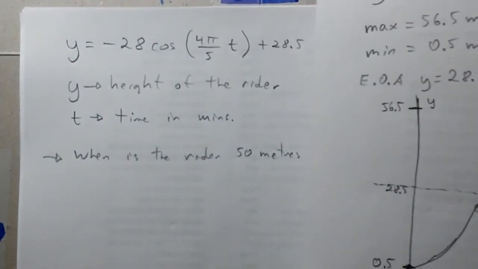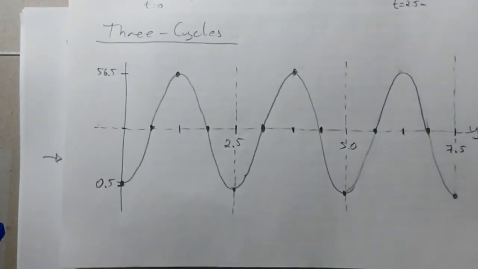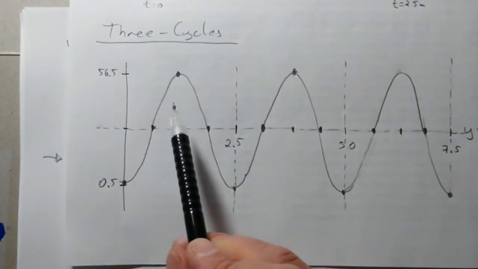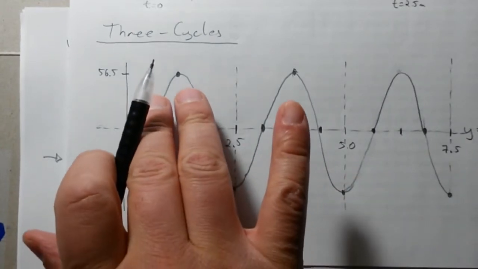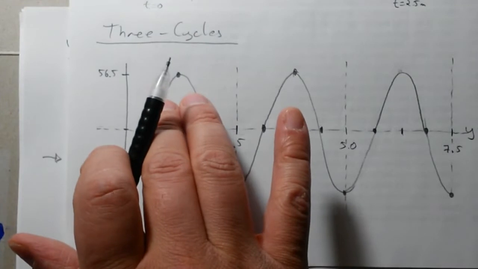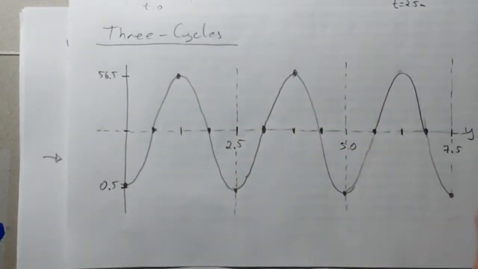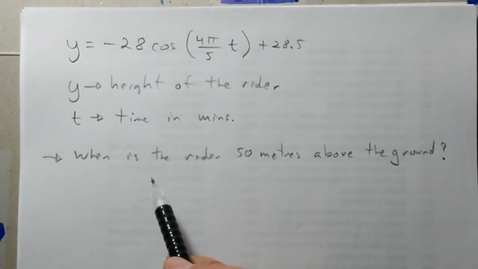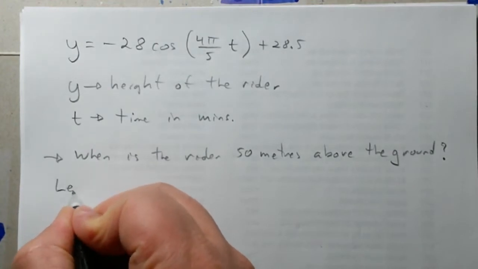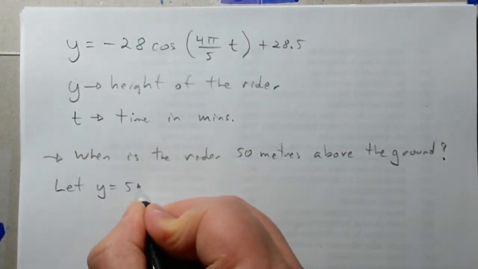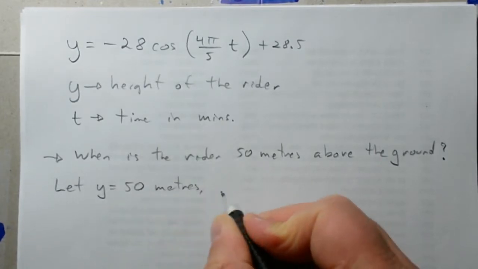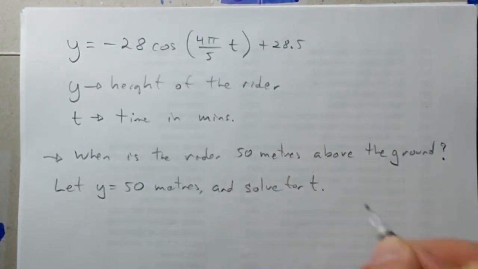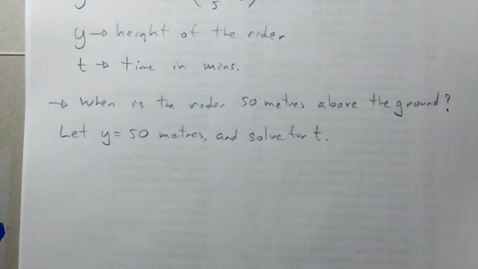Now, I don't know if this question is asking exactly to find the time intervals for each of the 3 cycles when the rider is 50 meters above the ground and they can see Niagara Falls. For me, I would be happy if you could figure it out just for one cycle. If you figure it out for one cycle, you can figure it out for the other 2 cycles or any other number of cycles, all right? So let's work on this. I would say let y equal 50 meters and solve for t.